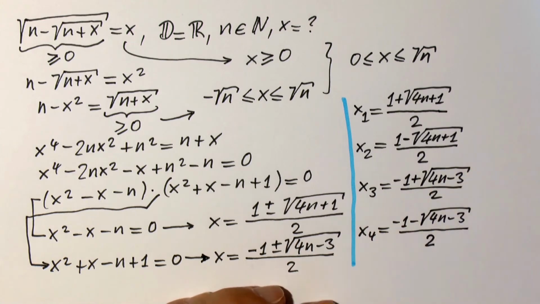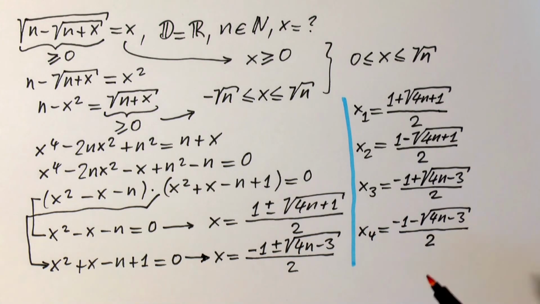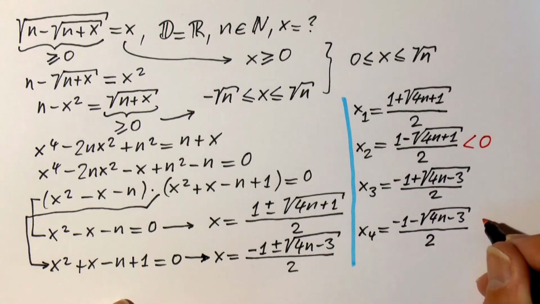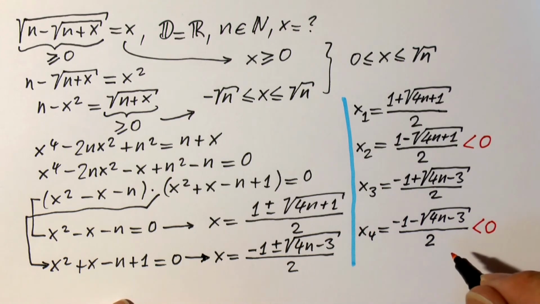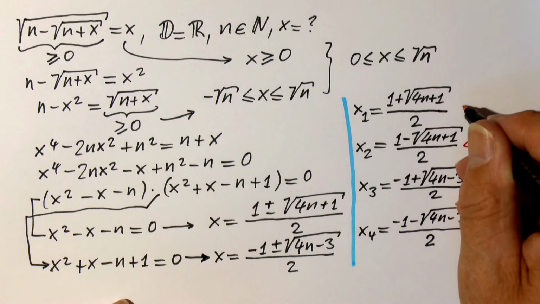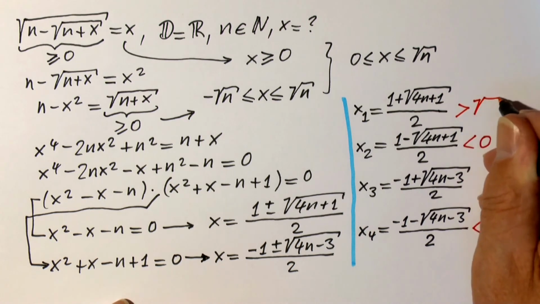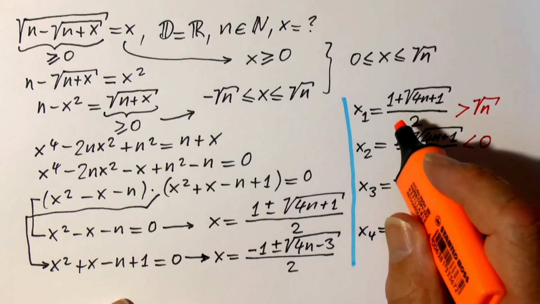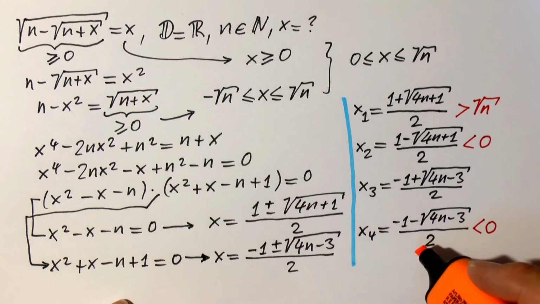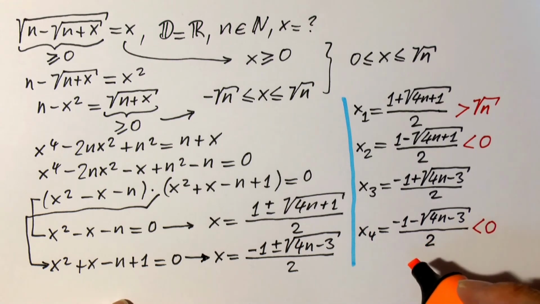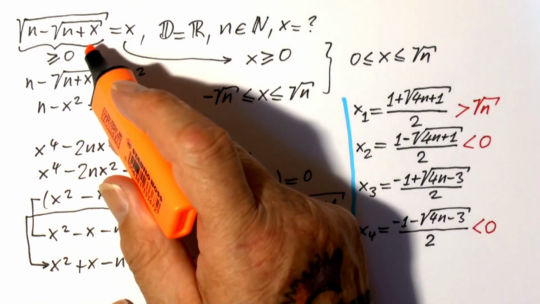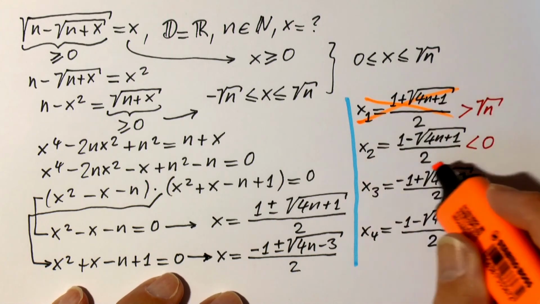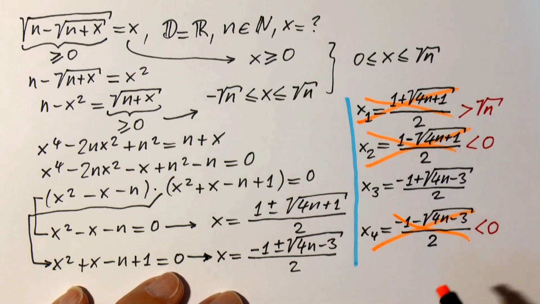However, x2 is less than 0 and also x4 is less than 0. Furthermore, x1 is greater than square root of n. So x1, x2 and x4 have to be discarded. They are not solutions of the original radical equation. And what's left is x3.